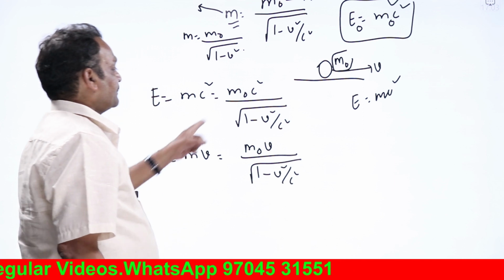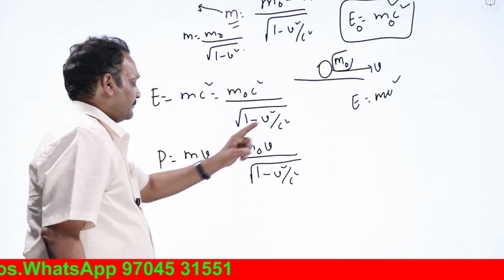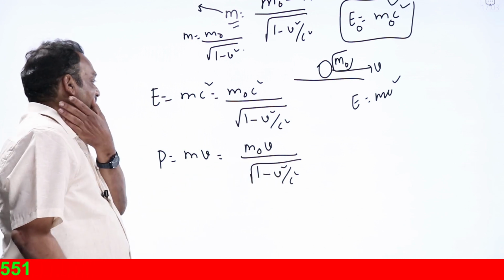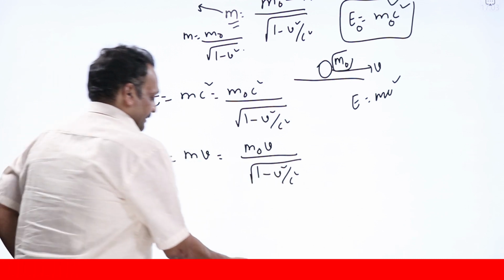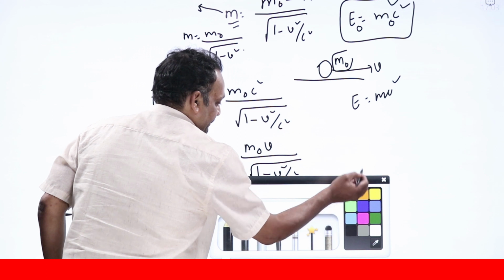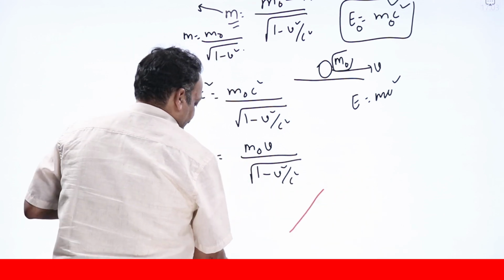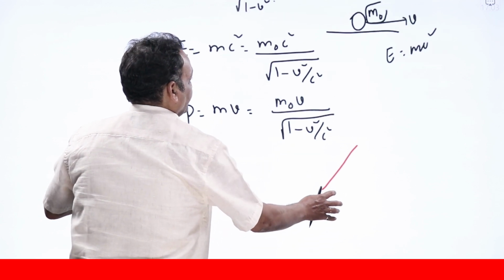Okay, so its energy is how much? m₀c² by root of 1 minus v²/c². Linear momentum is m₀v by root of 1 minus v²/c². Now for zero rest mass particles, the most interesting aspect is that for a zero rest mass particle, the situation changes like this.